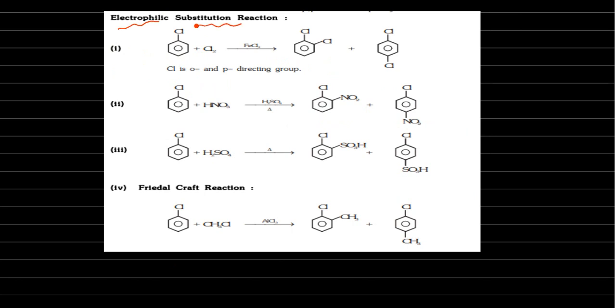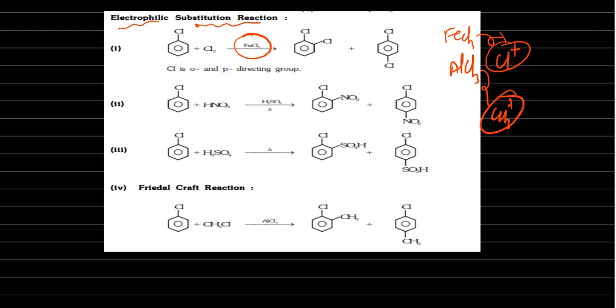Electrophilic substitution reaction we already discussed, but here is a short note. In the presence of FeCl3 or AlCl3, this Friedel-Crafts reaction takes place. These are creating electrophiles, Cl plus or CH3 plus or whatever electrophile, depends on this. Here Cl plus is there. The Cl plus will attack at the ortho position and para position. Just before, we discussed that chlorine is an ortho para directing group. Why? Because at the ortho position and para position it is generating negative charge. Okay, chlorine is an ortho para directing group.